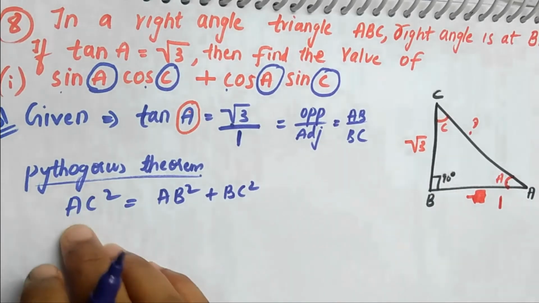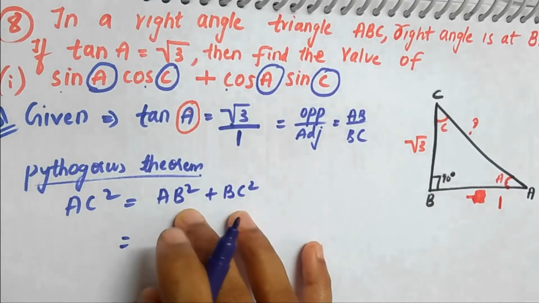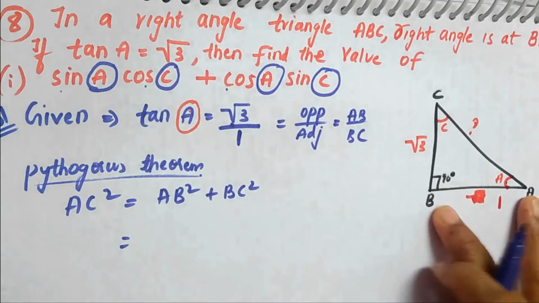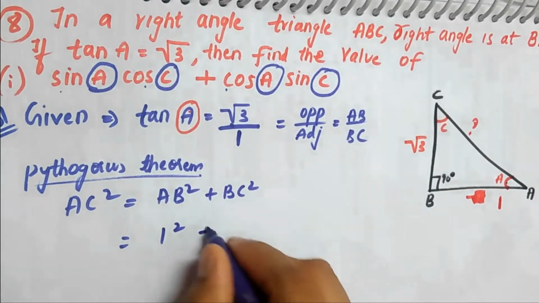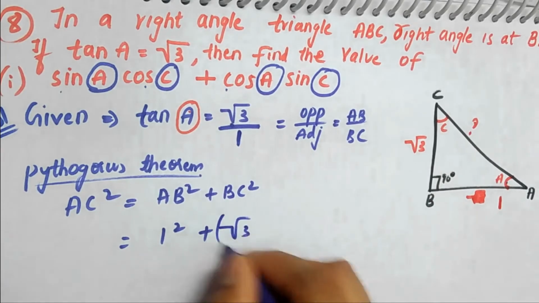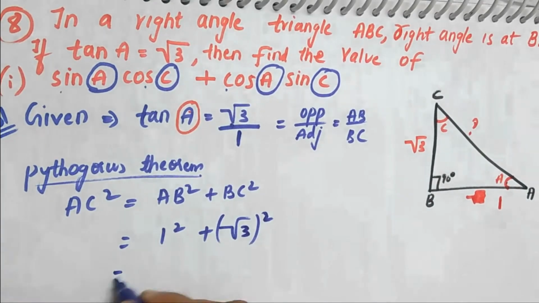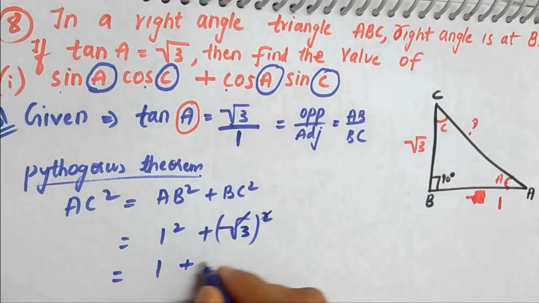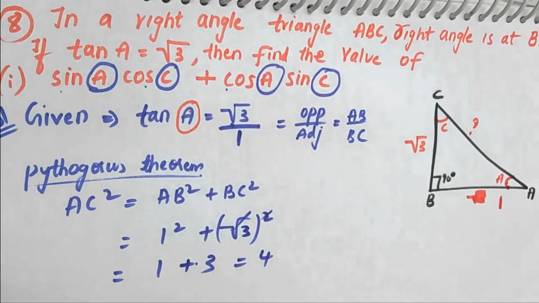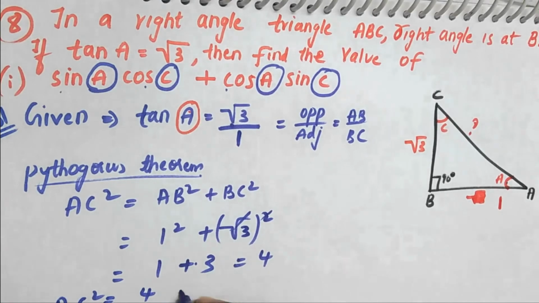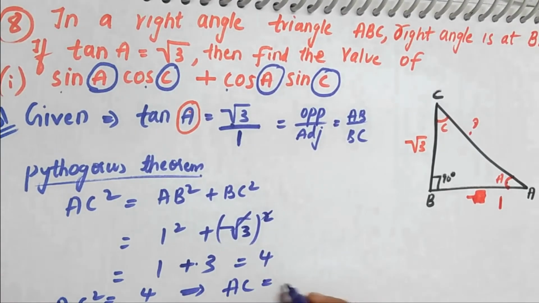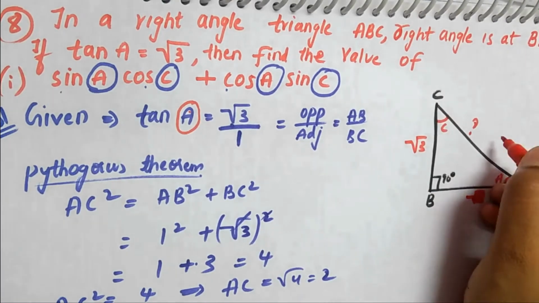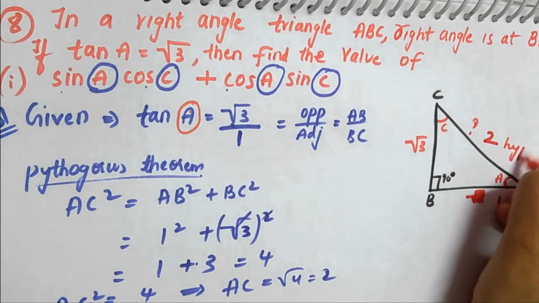Do we know AC square? No. But we do know AB and BC, so we can arrive at it. What is AB? It is 1 square plus, what is BC? It is root 3 square. Which is nothing but 1 square is 1, root 3 square, the root and the square get cancelled, and it will be 3. Answer is 4. So AC square is nothing but 4, which implies AC is root 4, which is 2. So we got the value of our hypotenuse as 2. Okay, this is the hypotenuse.